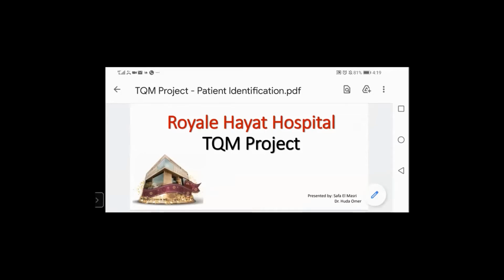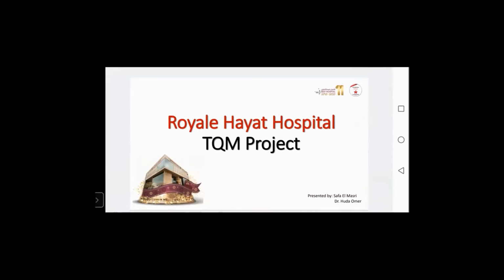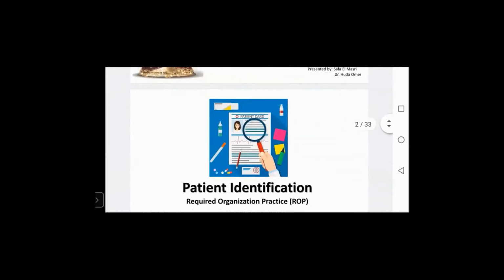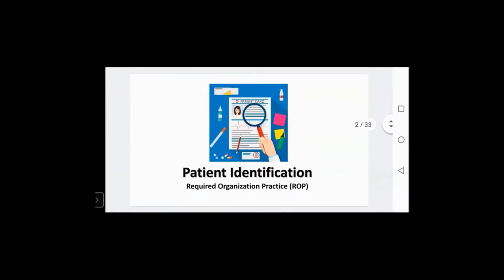The project was about patient identification. Next slide, please. Okay, patient identification. The reason for choosing patient identification as a project is that it is one of the required organizational practices. As per the Canadian and the JCI standards, it's really a must to be compliant and to have complete patient identification. Next slide.